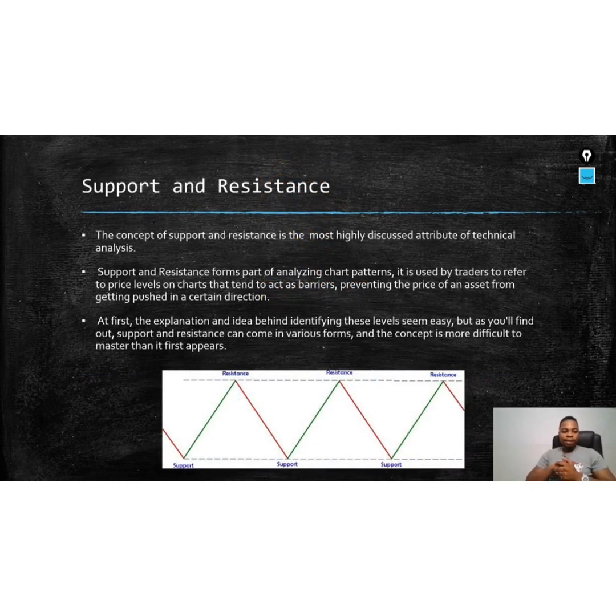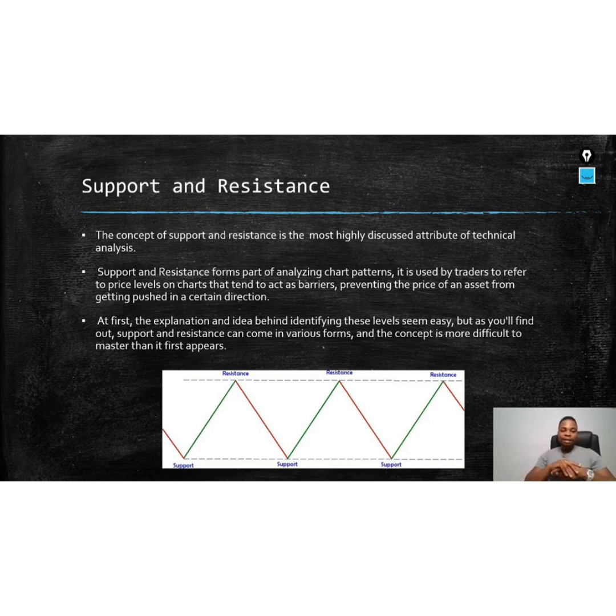Okay, well, support and resistance. The concept of support and resistance is the most highly discussed attribute of technical analysis. Support and resistance forms part of analyzing chart patterns. It is used by traders to refer to price levels on the charts that tend to act as barriers, preventing the price of an asset from getting pushed in a certain direction.